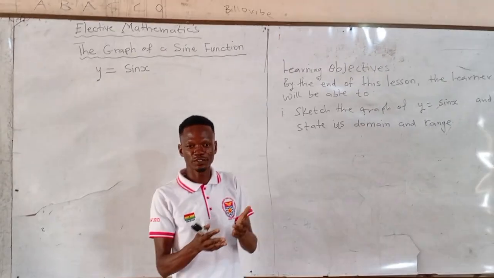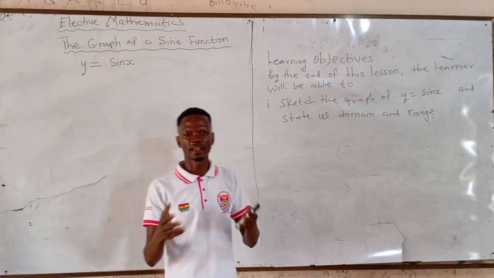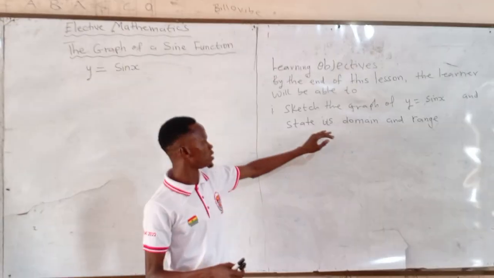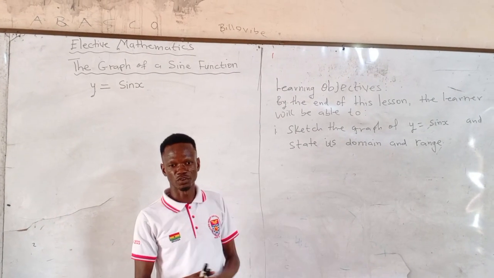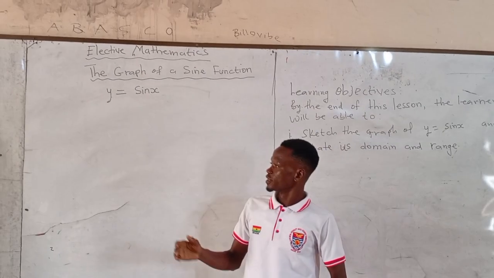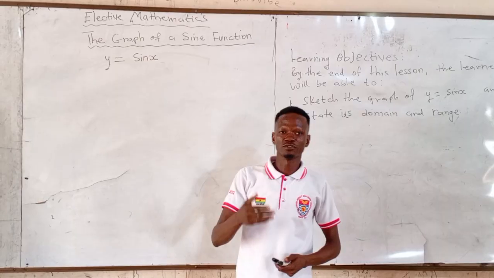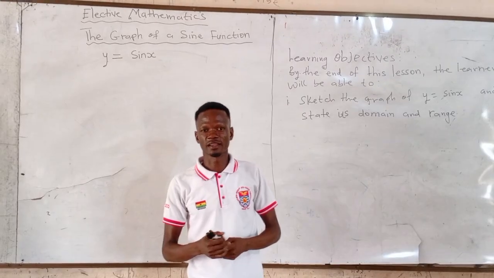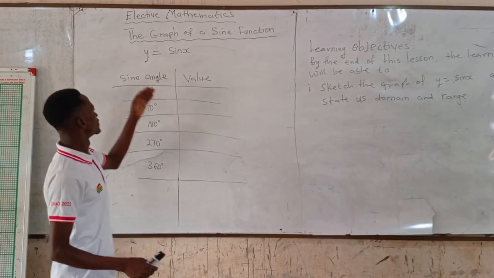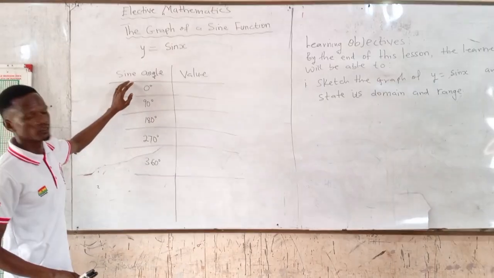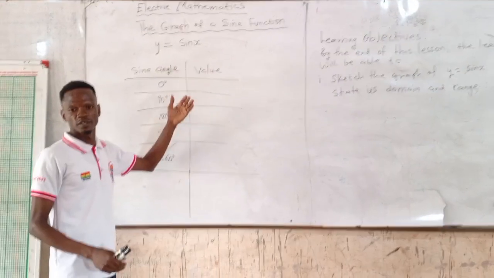So you see, what you have to do is very simple. You should be able to sketch the graph of sine x, and then you should be able to state its domain and range. And so we are going to look at certain values where we will use those values to sketch the graph of sine x. So now we have with us here some angles. So we are going to use these angles together with their values and plot on a graph.